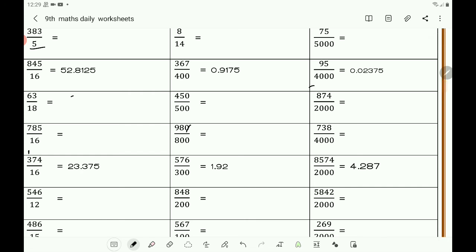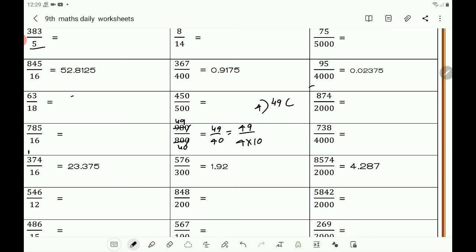Here you can cancel 0 0, and again 98 is there, 80 is there. Then it divides by 2. 2 forties are 80, 2 fours are 8, 2 nines are 18. You got 49 by 40. Then you can convert this into 49 by 4 into 10. Then divide 49 by 4. It becomes easy for you.